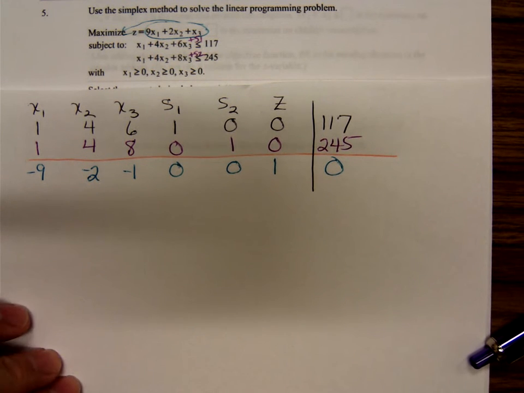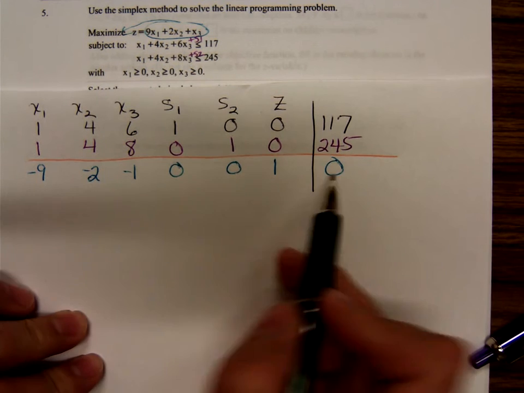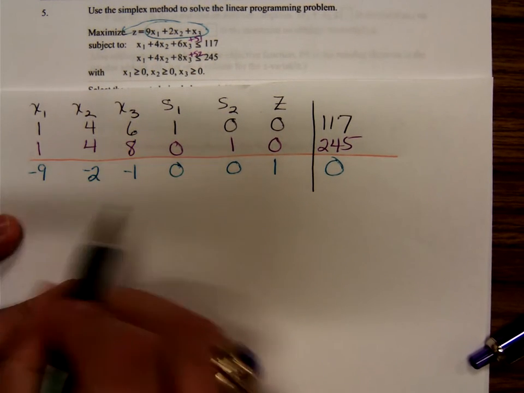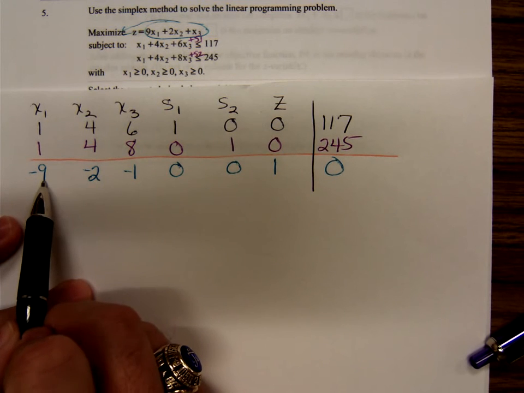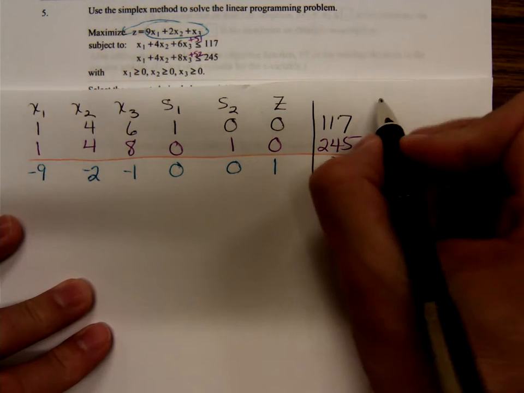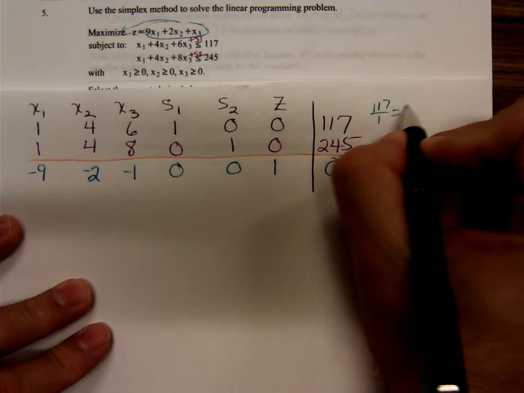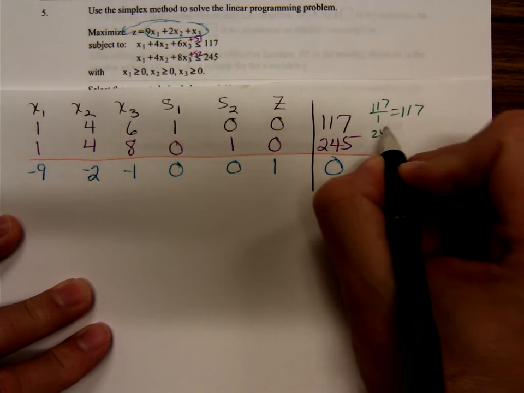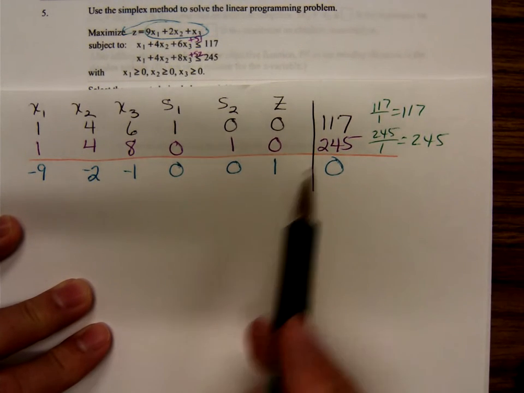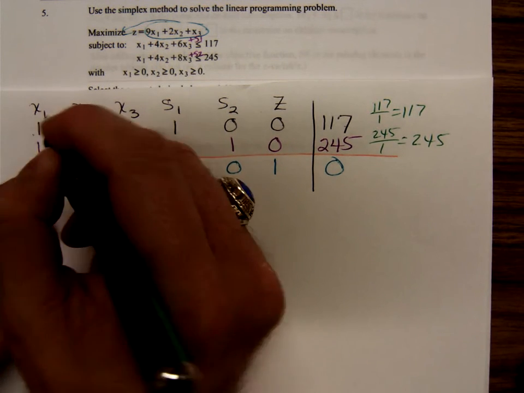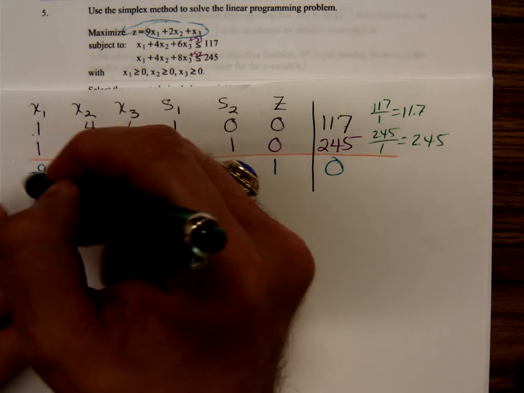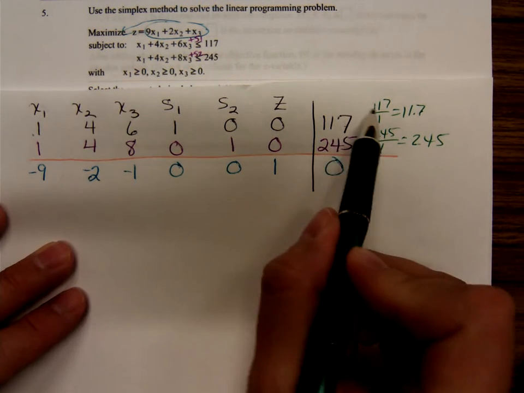But right now, okay, y'all remember how to find the pivot? Choose the most negative number in the bottom row, that would be -9, and then you're going to divide. 117 divided by 1 is just 117. 245 divided by 1 is 245. So this smallest positive quotient, here's the pivot column, here's the pivot row.